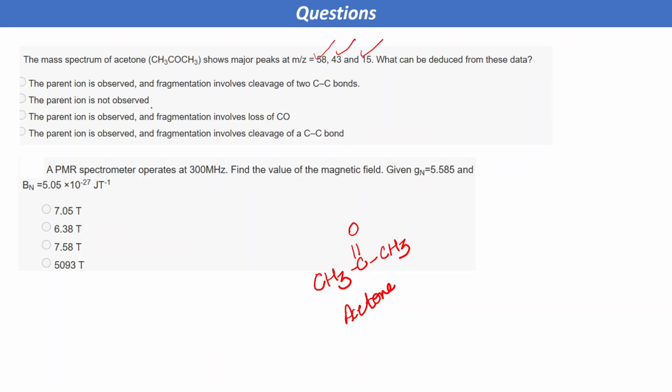The parent ion is observed and fragmentation involves 2 CC bonds cleavage. Parent ion is not observed. Parent ion is observed and fragmentation involves loss of CO. Parent ion is observed and fragmentation involves cleavage of CC bond.